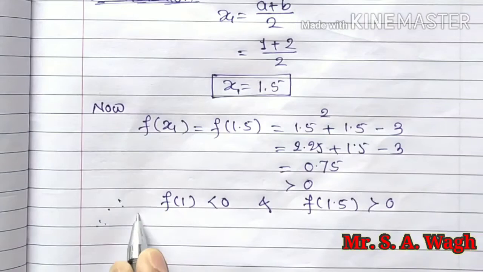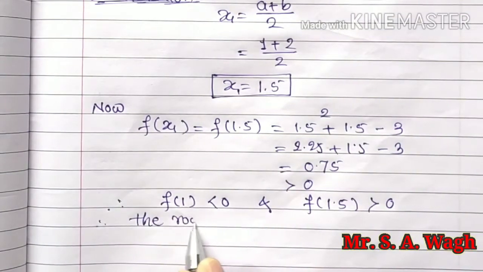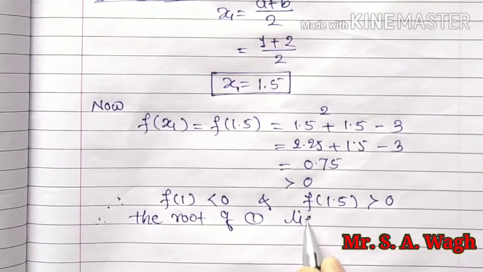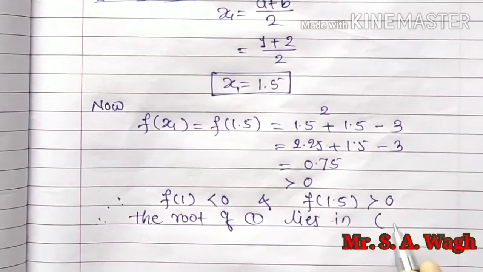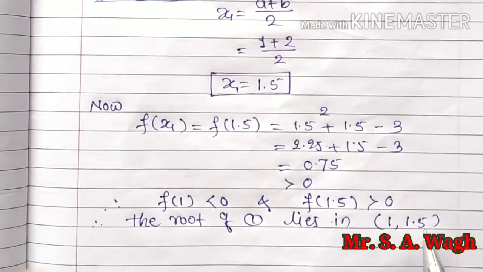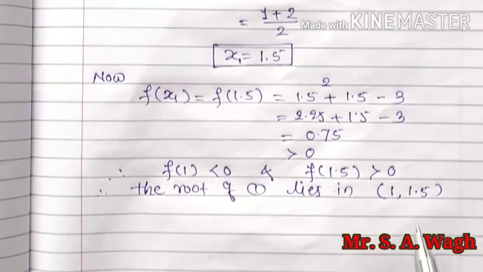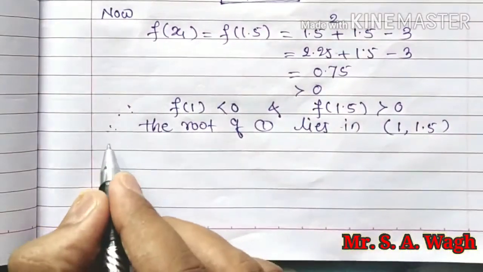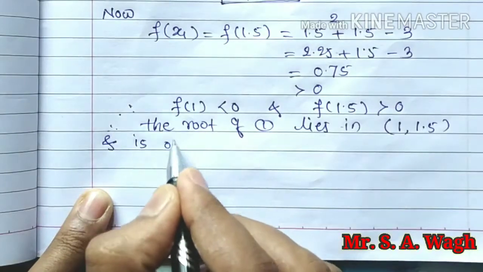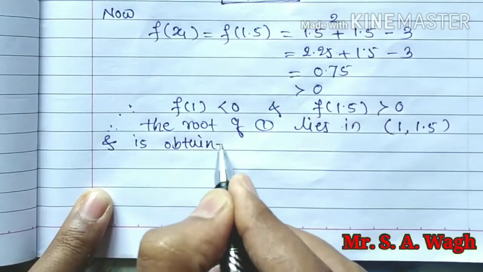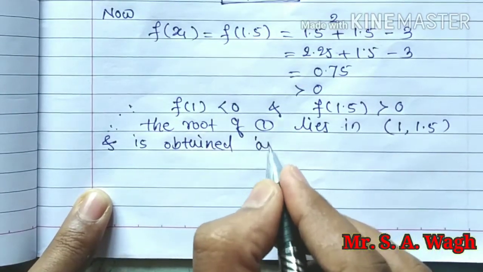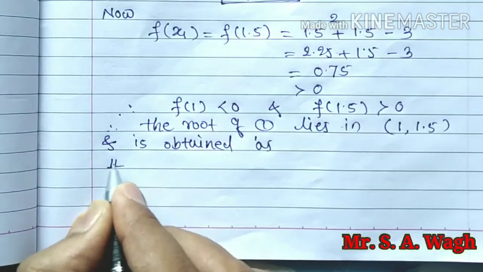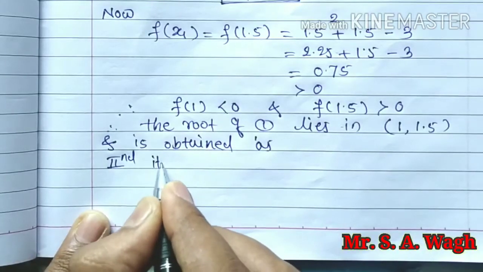And therefore we conclude the root of equation 1 lies in the interval 1 to 1.5. That is, wherever the positive value comes, the positive value is replaced by the number that we bisected in that interval, and is obtained by using bisection. So this is now the second iteration.